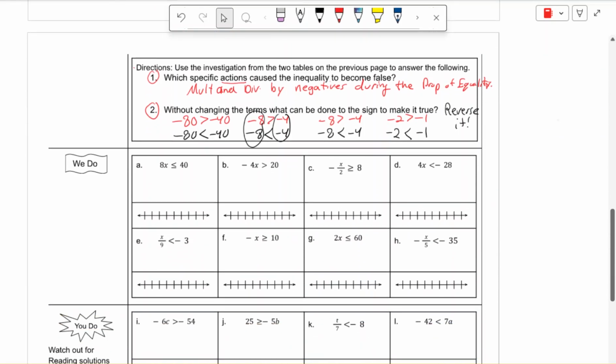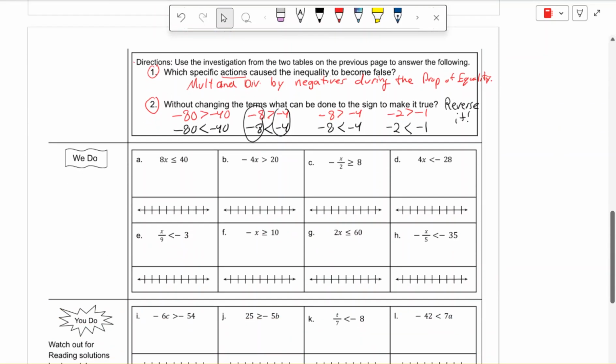Let's practice what we've learned. We have 8 we do's, and then you're going to try the you do's on your own. All right, A. This is x, so we want to locate x.